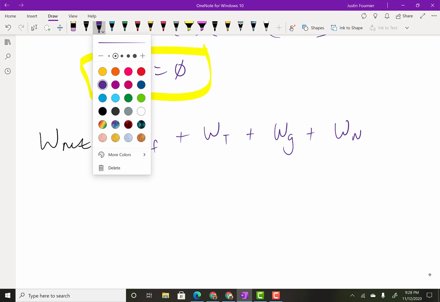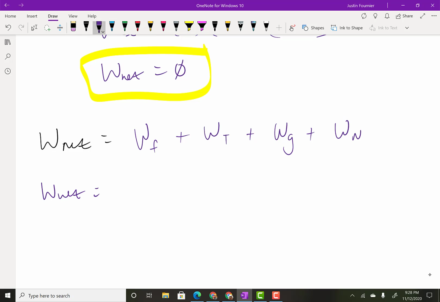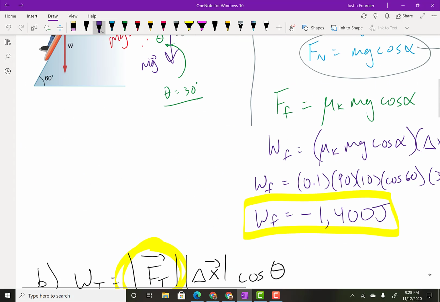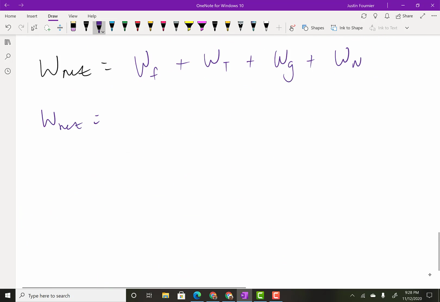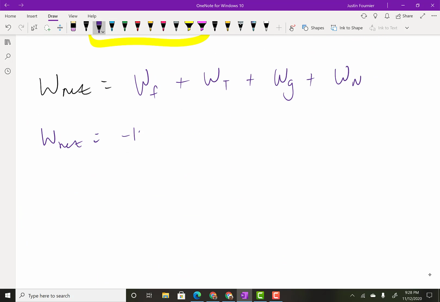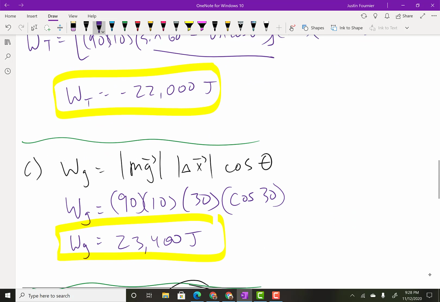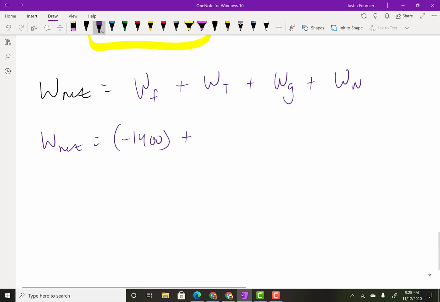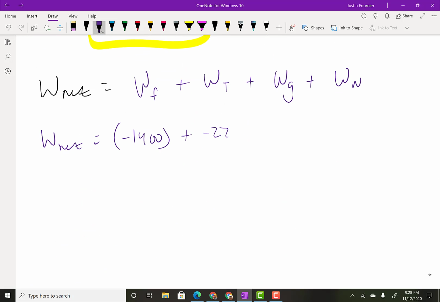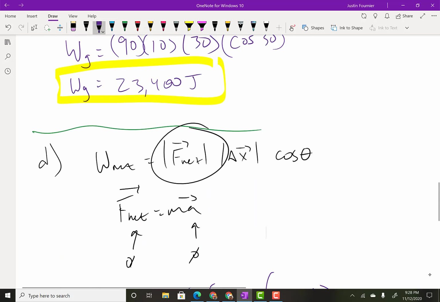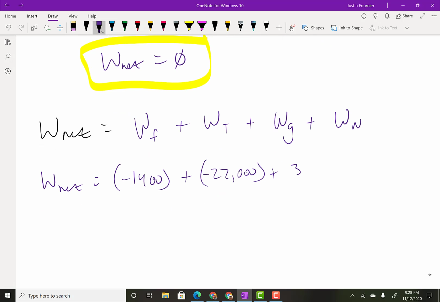So we have the work done by the frictional force, which was negative 1,400 joules, plus the work done by the tension force, that was negative 22,000 joules, plus the work done by the gravitational force, which we found just there, 23,400 joules, plus the work done by the normal force.